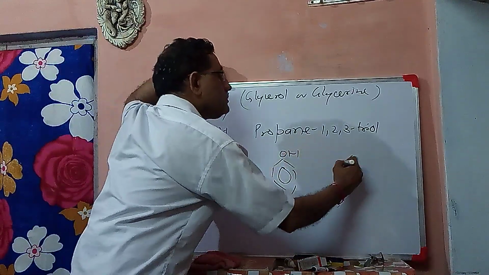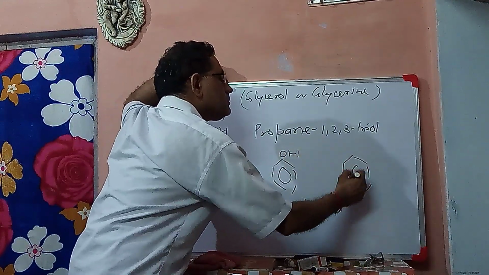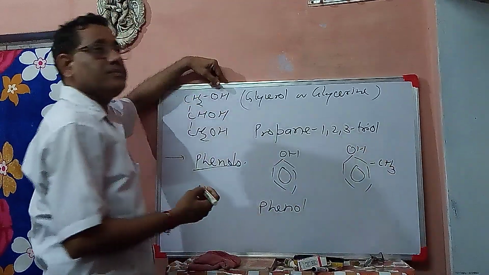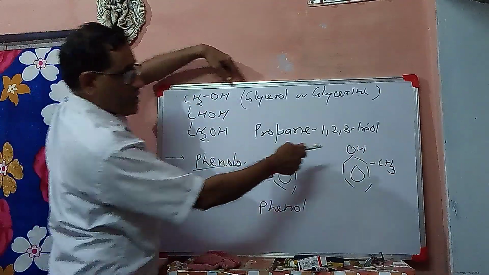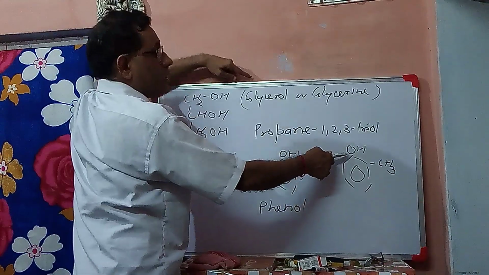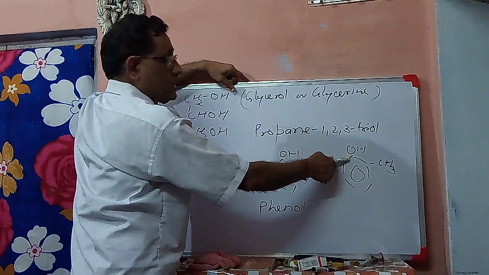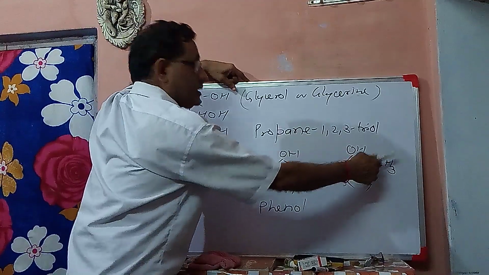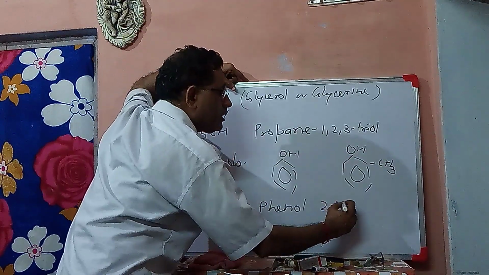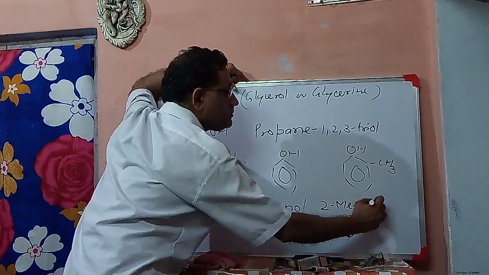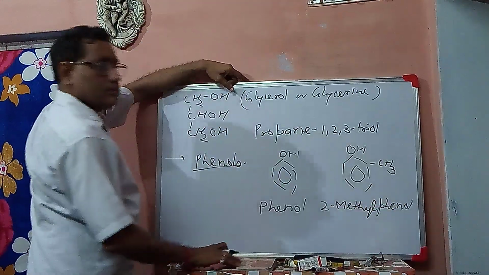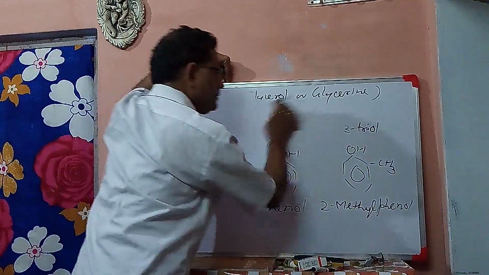Now suppose there CH3 is attached. Now you know which is the most senior. So start from this point. Clear? There are 1, 2. On the second carbon a methyl group is present. The name will be 2-methyl phenol. 2-methyl phenol. Clear?